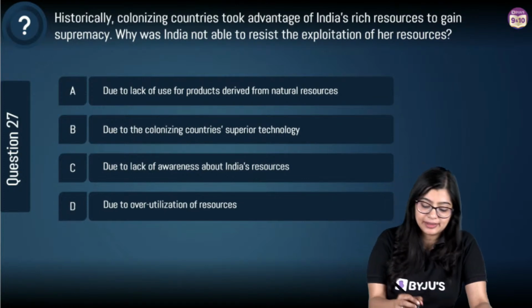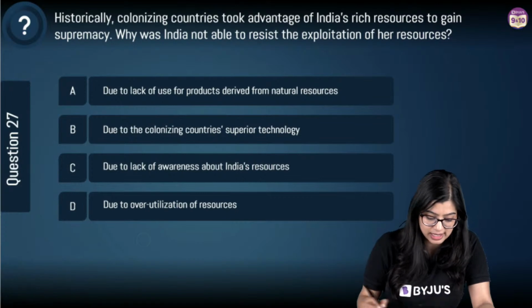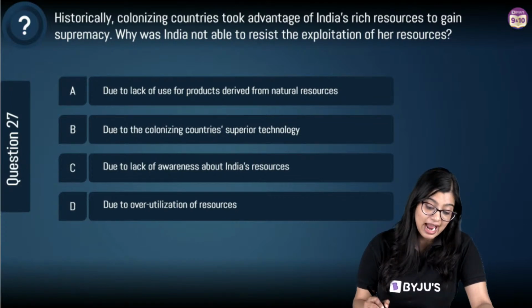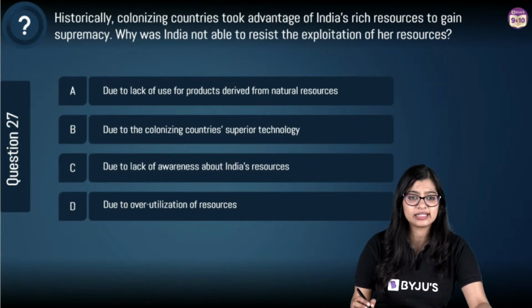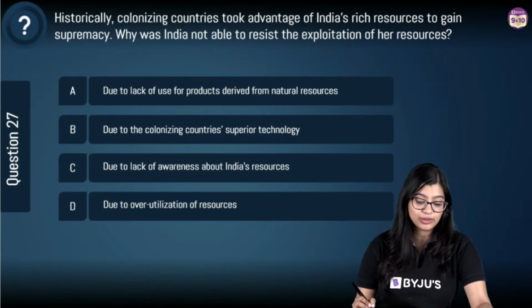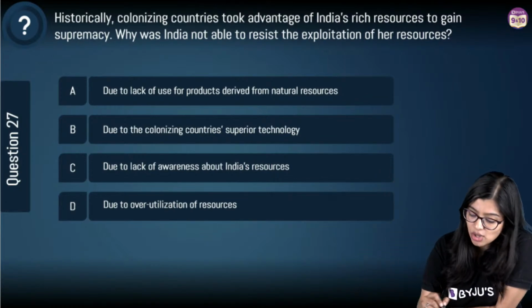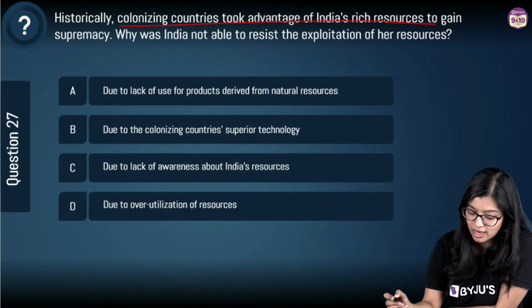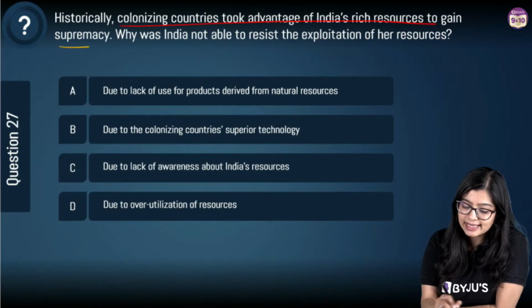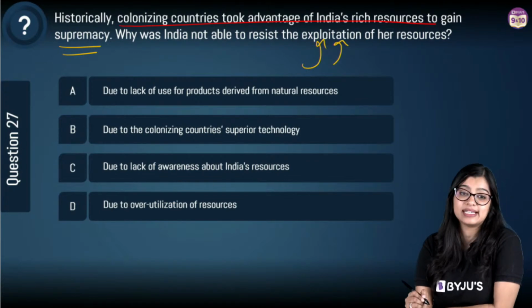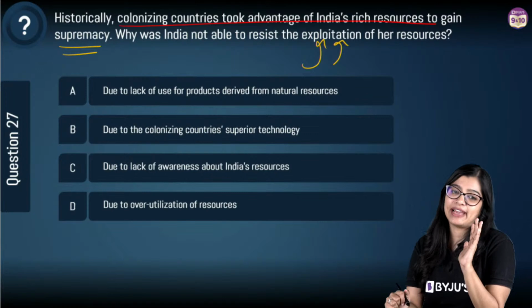What was the reason? Is it because of lack of use of products derived from natural sources? Is it because the colonizing country had superior technology? Due to lack of awareness about India's resources, or due to overutilization of resources? We are talking about how the colonizing country historically took advantage, right? But why is it that India was not able to resist? Is it lack of awareness?